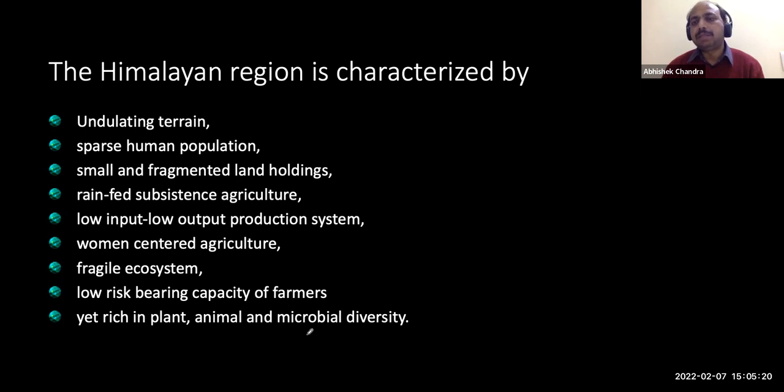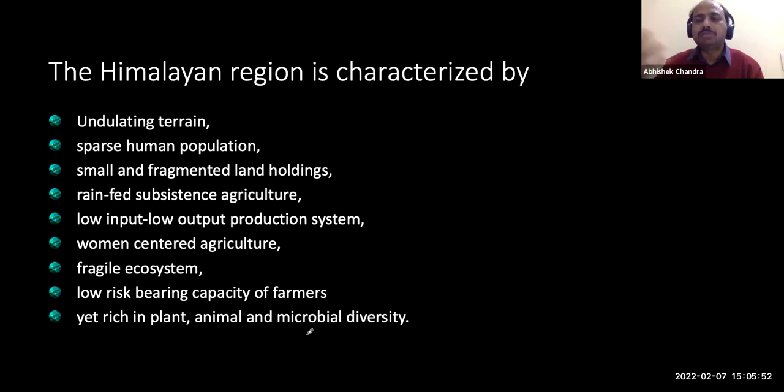From research papers and publications, we have found that the Himalayan region agroecosystem is basically women-centric agriculture, and in most cases it involves only females. Males are involved in just two cases: one is plowing and the other is harvesting time. The rest of the activities are done by women. So we can say it is women-centric agriculture.